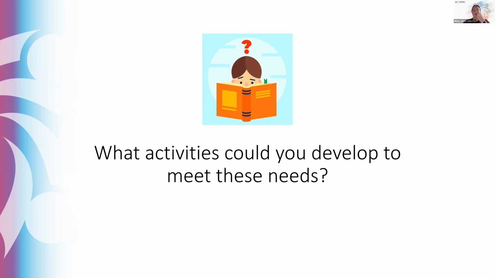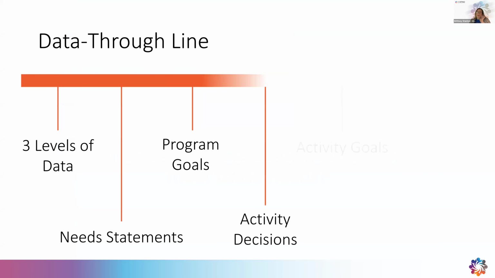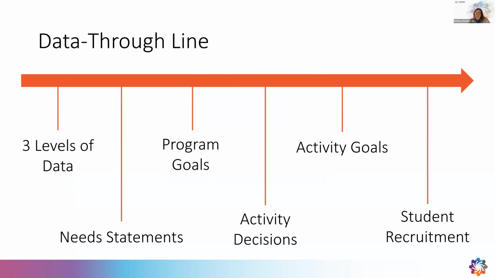And so I'm going to pass it over to Brittany, who's going to continue along that through line for us. So we've talked about the three levels of data and how we use that to inform creating needs statements. And we've started to dip our toe in what that means for planning activities, right? So we want to make sure that, yes, we've got our needs statements, but that all of this is still going to align with your program goals.